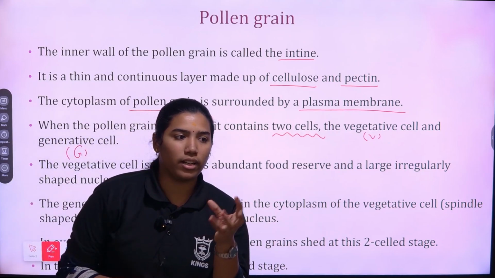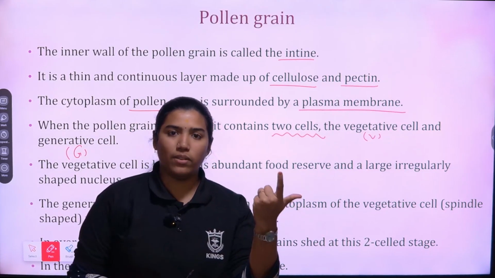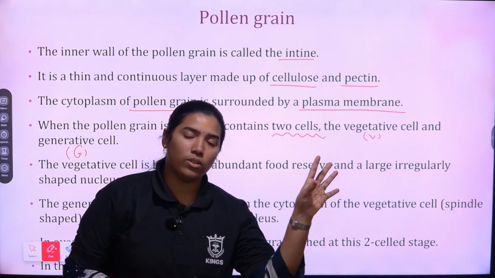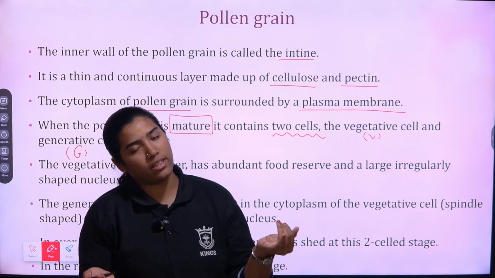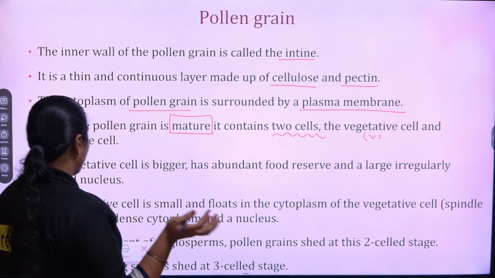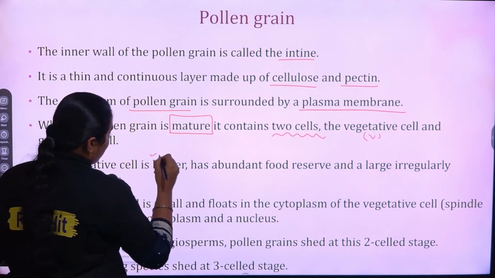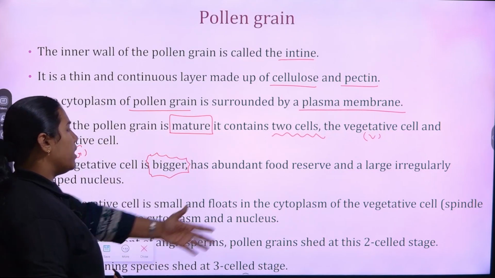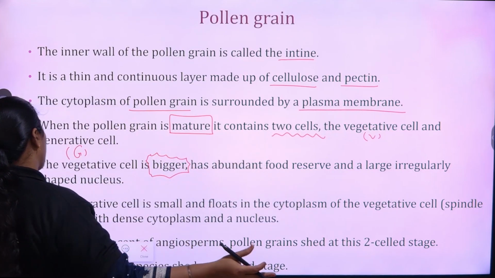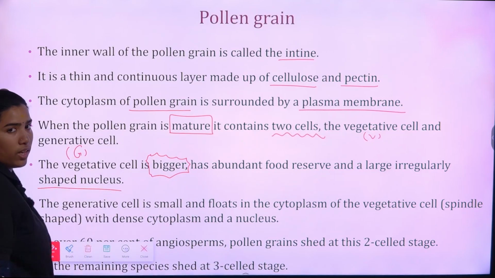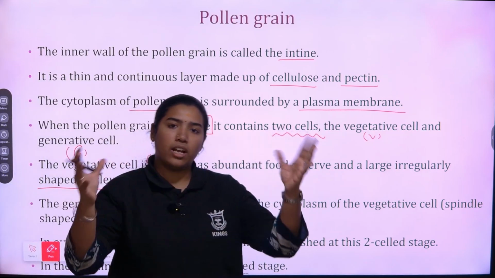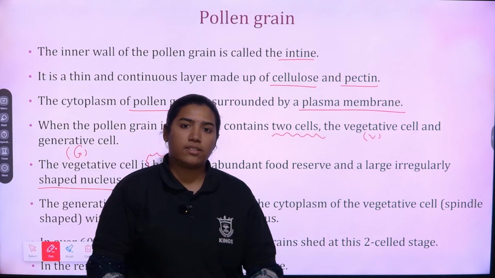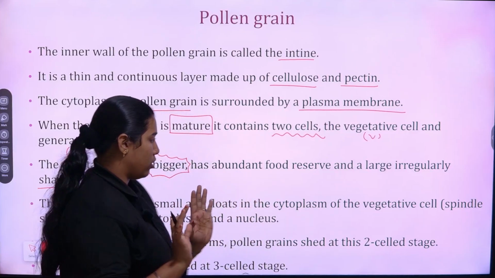So you have the pollen grain. When it is mature, you have two, vegetative and generative. It is shed at the 2 cell stage in 60%. It is shed at the 3 cell stage in the remaining 40%. The vegetative cell is always like what? Bigger, bigger, bigger. The vegetative cell is bigger, with abundant food reserve and a large irregularly shaped nucleus. Okay. You can find a very large cytoplasm, nutrients and an irregularly shaped nucleus.